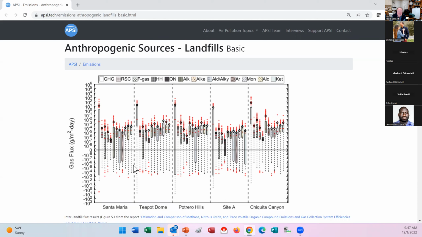Isn't that amazing? We have 4, 5, 6, 10 orders of magnitude difference in the gas flux from a landfill. You can imagine the difficulty of simulating the emission from a landfill when the emission can change by a factor of 1 million. 1 million. So it's a challenge. It's a challenge.